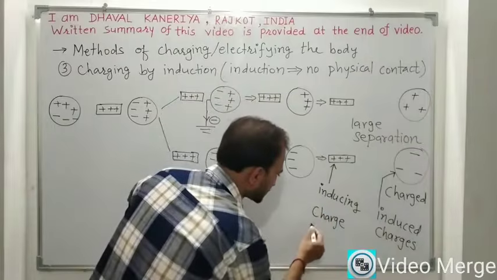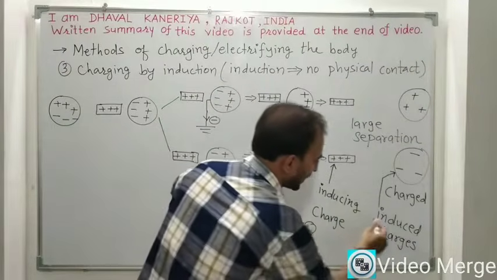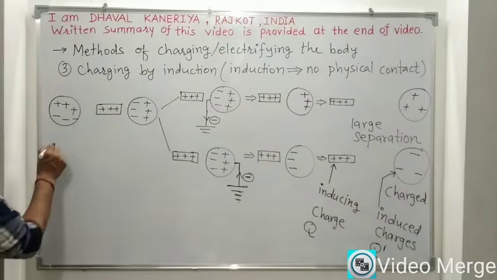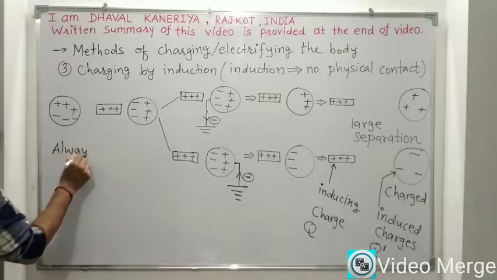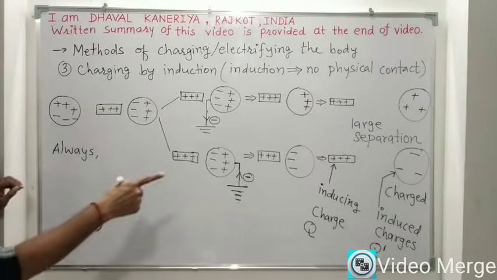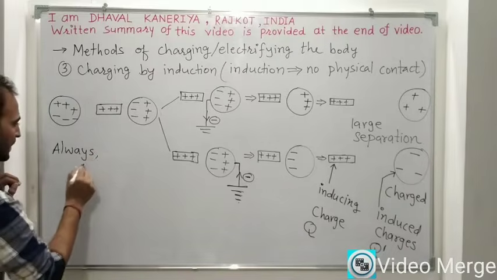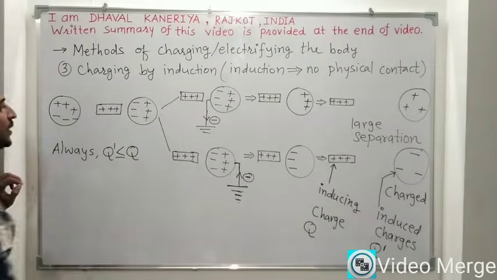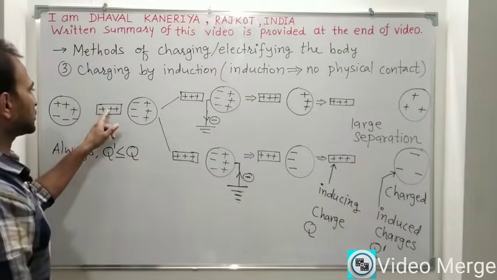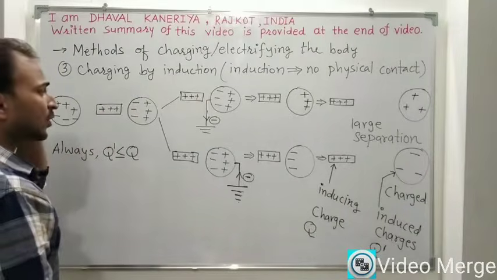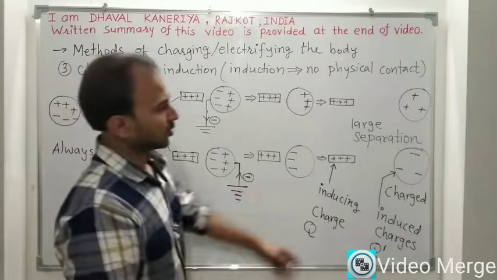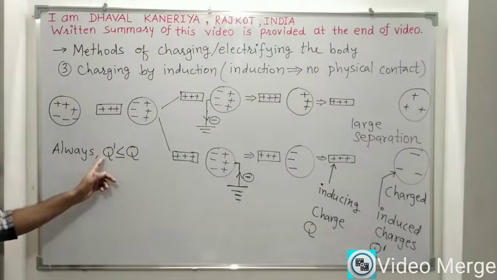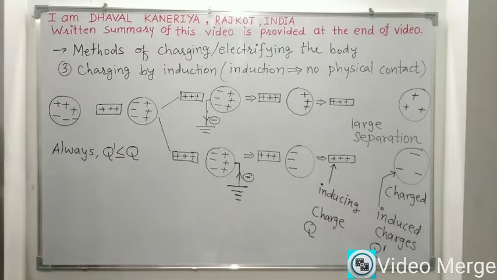Let us denote inducing charge by Q and induced charges by Q dash. Always the induced charges will be less than or equal to inducing charges. If we have 1, 2, 3, three charges, then we can never have 4 charges or 5 charges here. Induced charges Q dash will always be less than or equal to inducing charges.